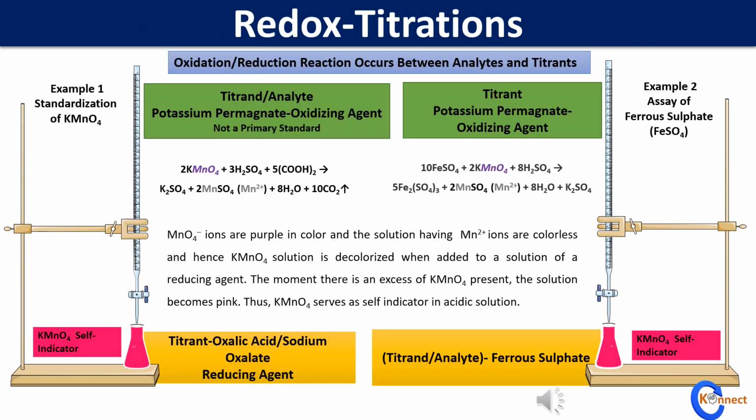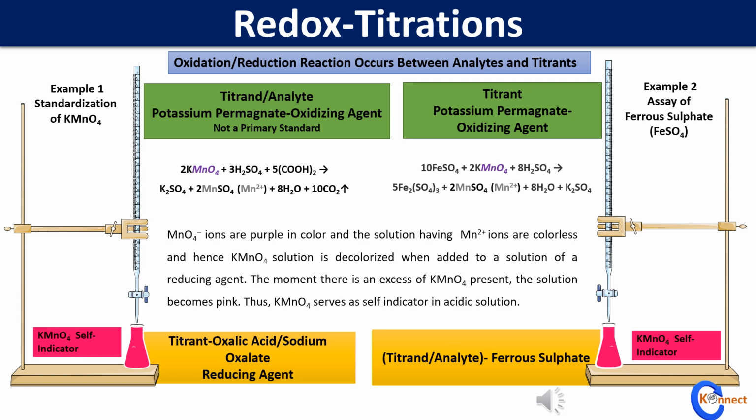In this slide, I would explain redox titrations in brief. In redox titration, oxidation-reduction reactions occur between analytes and titrants. We will understand redox titrations with the help of two examples. First one is the standardization of potassium permanganate, KMnO4. In this example of redox titration, KMnO4 acts as an analyte, self-indicator and oxidizing agent.